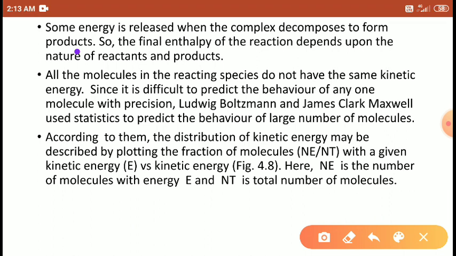So the final enthalpy of the reaction depends upon the nature of the reactants and products. During the formation of the product, some energy must be released. If a lot of energy is released, it is exothermic. If less energy is released, that is endothermic. It depends upon the reactants and products.